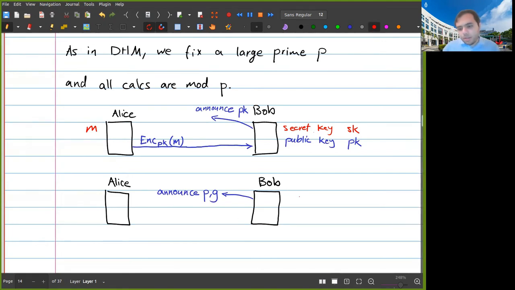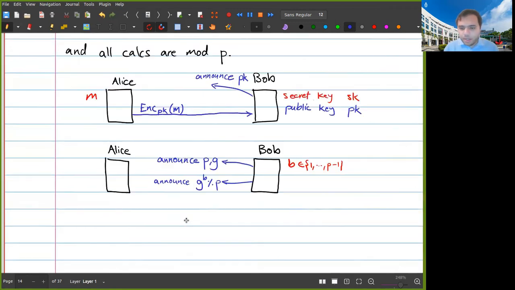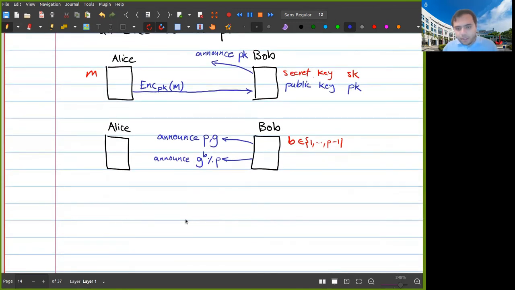And then Bob is also going to have a number B, which, as we said before, is between 1 to P minus 1. Okay. And this is going to be Bob's secret key. So the secret key is just this number. And he's also going to announce G to the power of B to the network. And of course, all the calculations are modulo P. Okay. So he does these things and he goes offline.